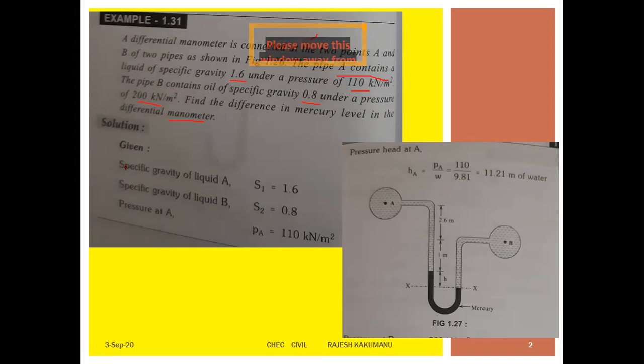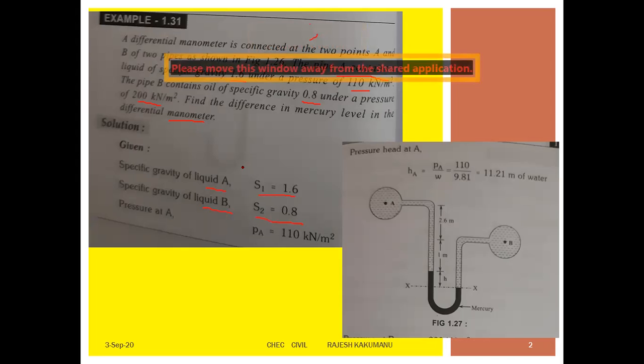So what is the given data here? The specific gravity of liquid A is 1.6. The liquid B specific gravity S2 is equal to 1.8. Now the pressure at A is equal to 110 kilonewtons per meter square and the pressure at B is 200 kilonewtons per meter square. Next, the pressure head at A.